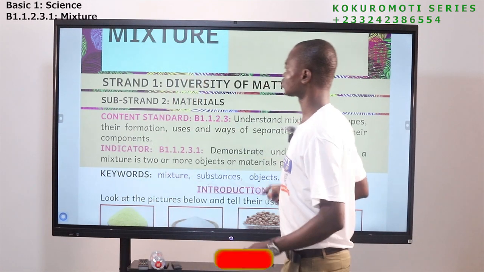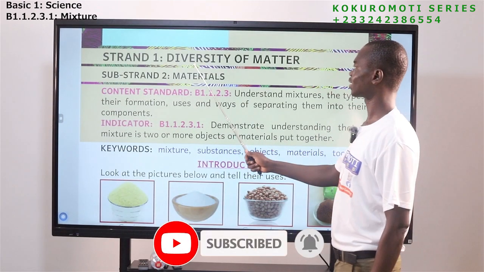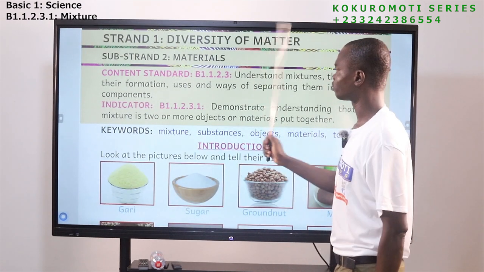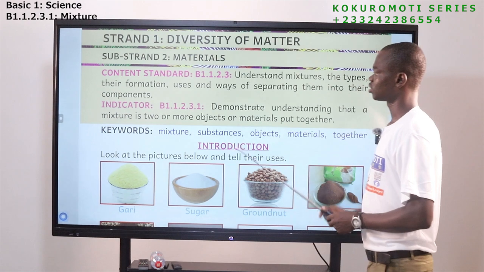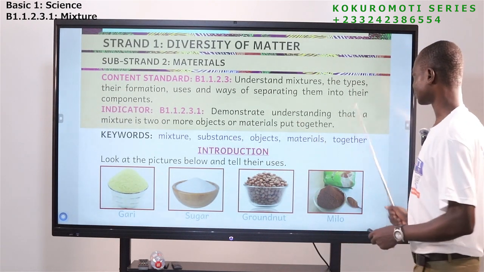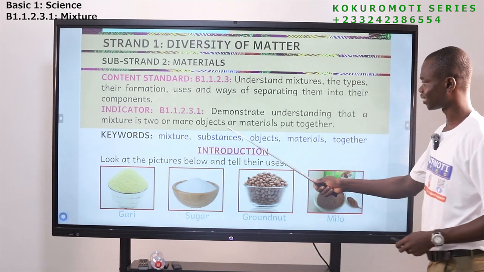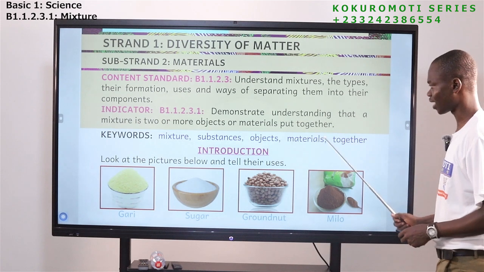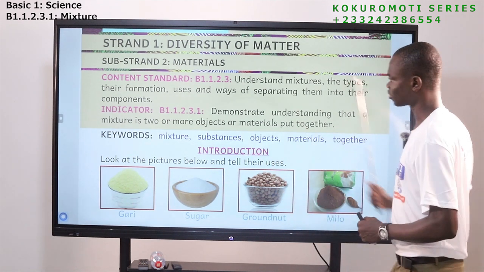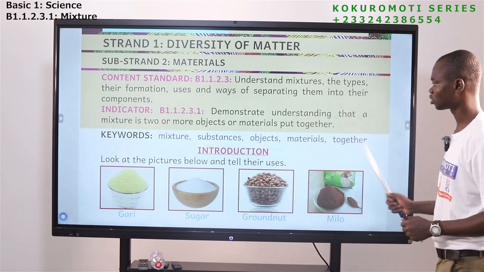We are looking at strand 1, diversity of matter. And then the substrand is what? Substrand 2, materials. So let's look at the indicator. Demonstrates understanding that a mixture is two or more objects or materials put together. I'm reading it again. Demonstrates understanding that a mixture is two or more objects or materials put together.